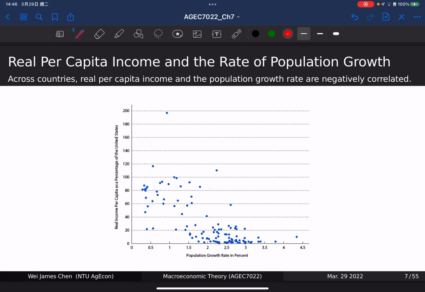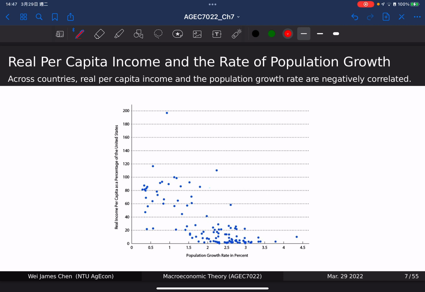Okay, and this is, again, one dot is one country, but the y-axis is again the real income as a percentage of the U.S. income, but the x-axis has changed to population growth rate in percent. Okay.